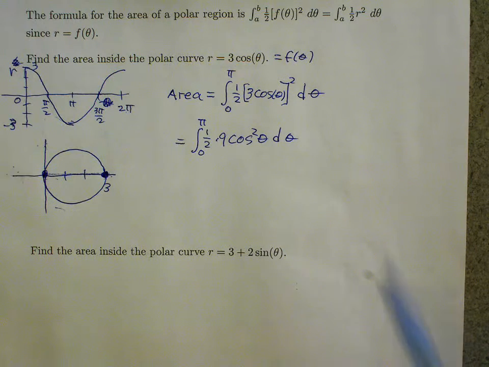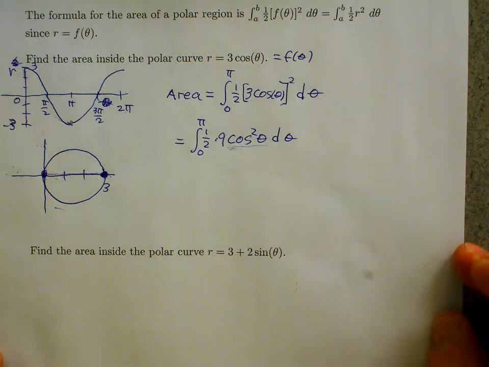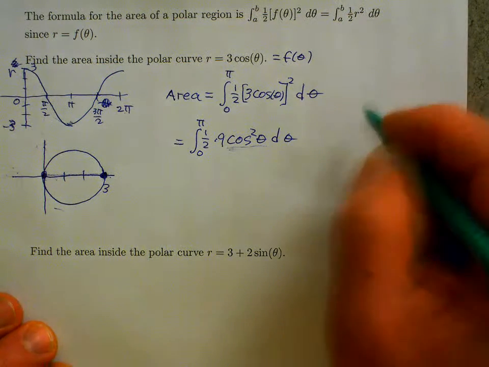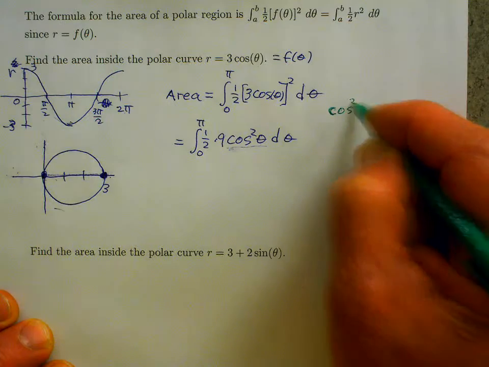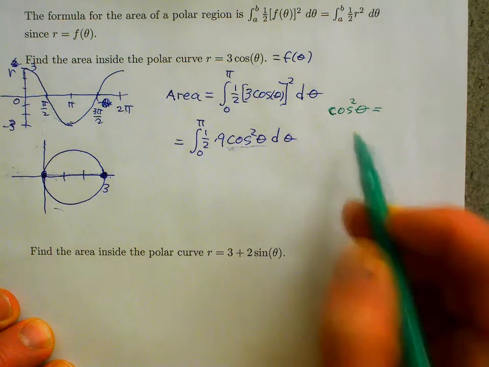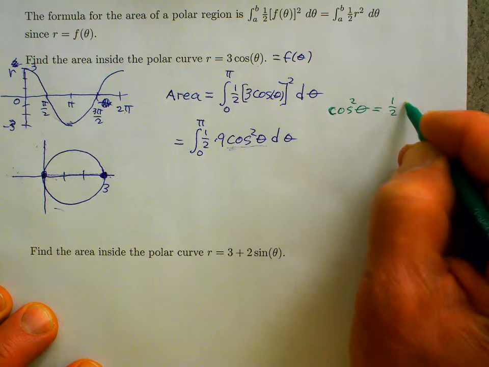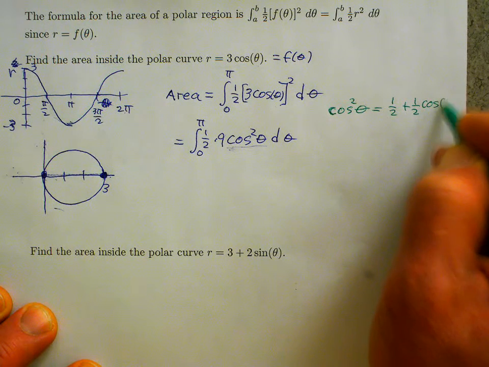So before moving on, how are we going to deal with the integral of cosine of theta squared? I'll just remind you the way that I'm going to do it. I remember that cosine of theta squared is 1/2 plus 1/2 times cosine of 2 theta.